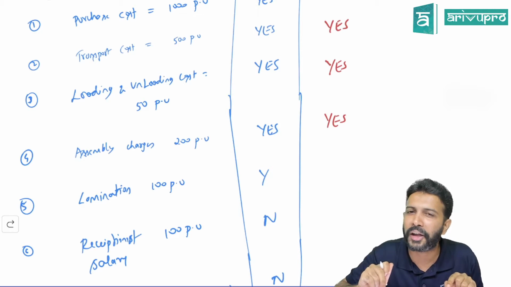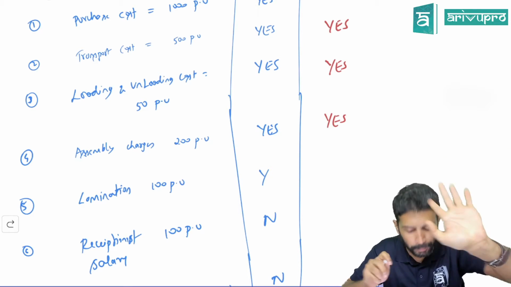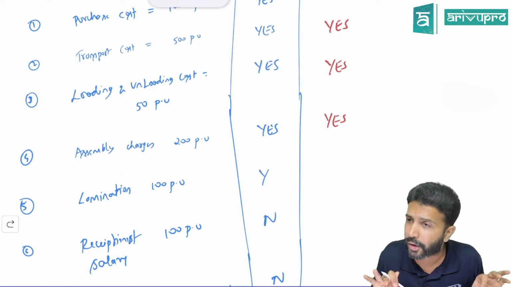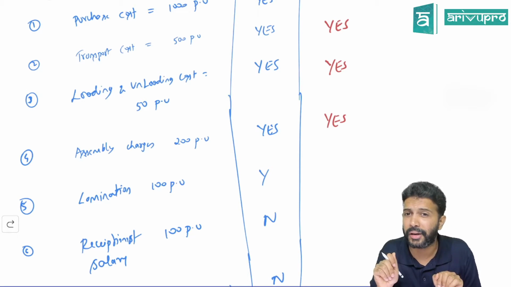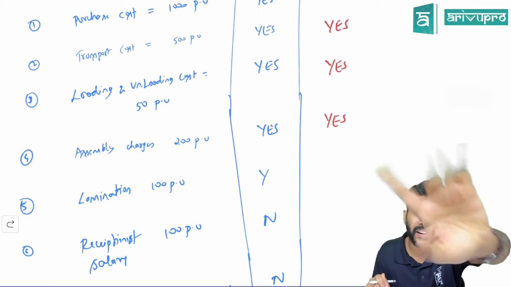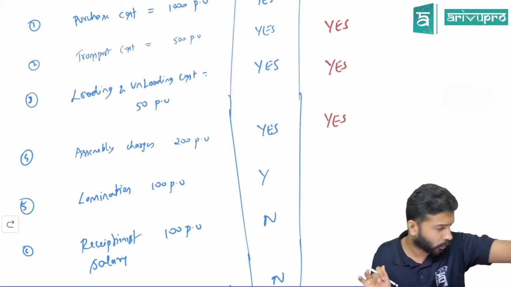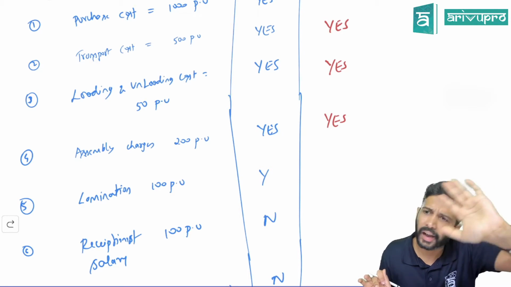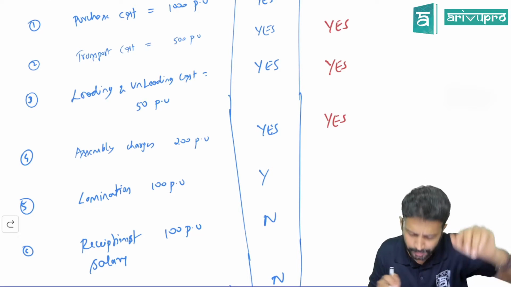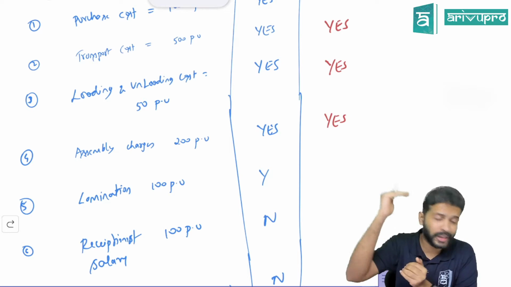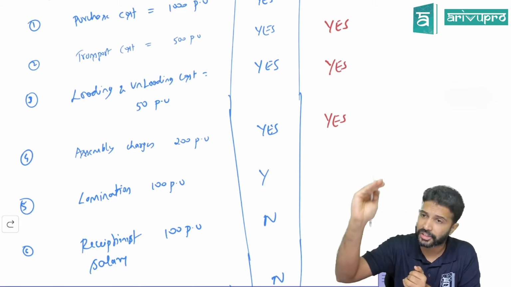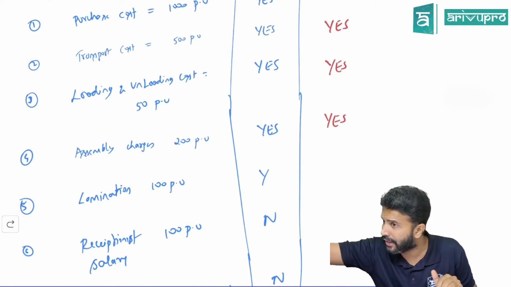Who's doing accounting treatment? Company. For company, is this lamination important? Yes. When will they sell this table? Only after lamination. They will sell before lamination or after lamination? After lamination. Agreed? That means, is this lamination charges necessary for inventory to reach sellable condition? Yes, because only after it is laminated, then only they will sell.